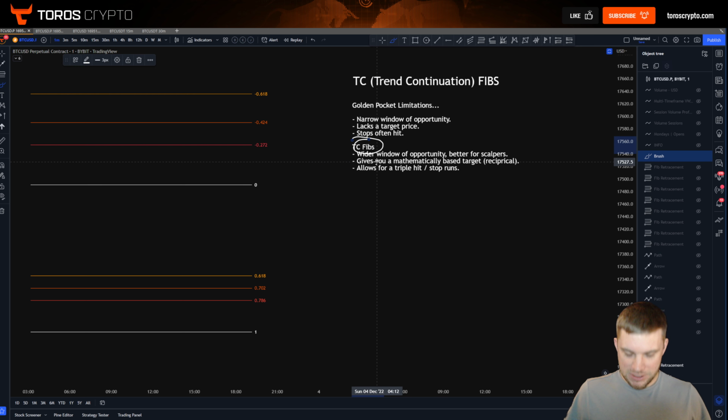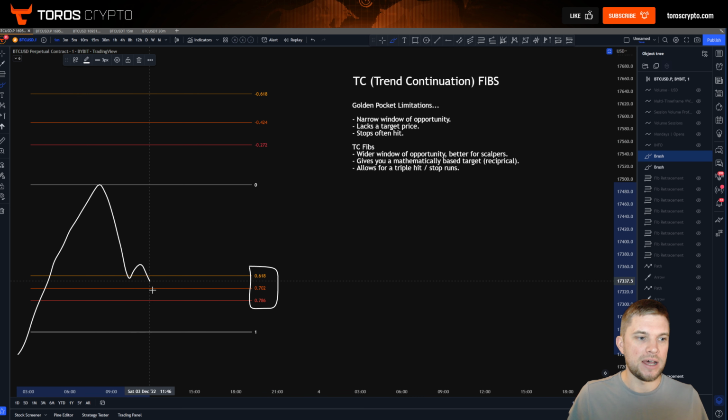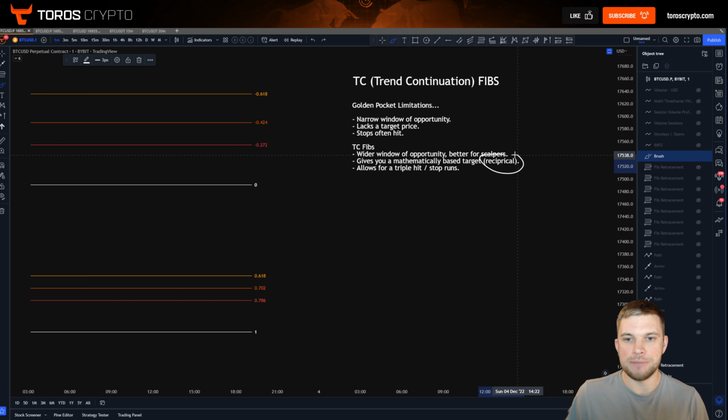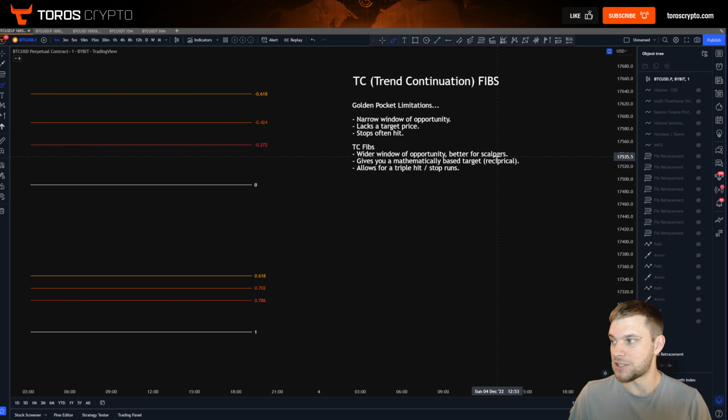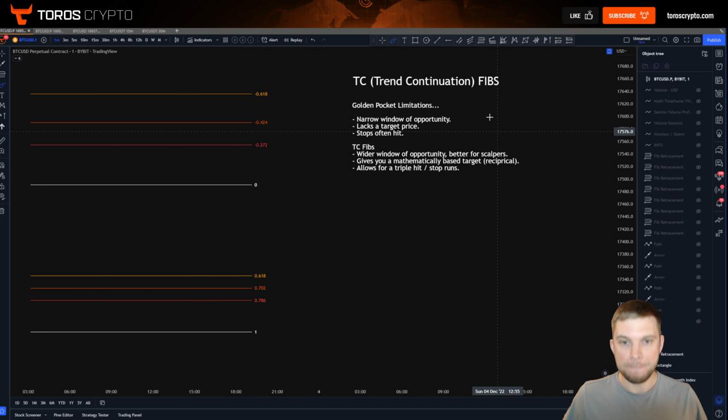Whereas the TC Fibs, the trend continuation Fibs, they give you a nice wide window of opportunity, which makes it really good for scalpers because as we so often see, price just loves to do this kind of thing and then actually move on up to whatever target it is. It gives you a mathematically based target, which is the reciprocal level. We're going to go over that in a little more detail in a second, but these targets are mathematically linked to these levels. And it allows for those triple hits.